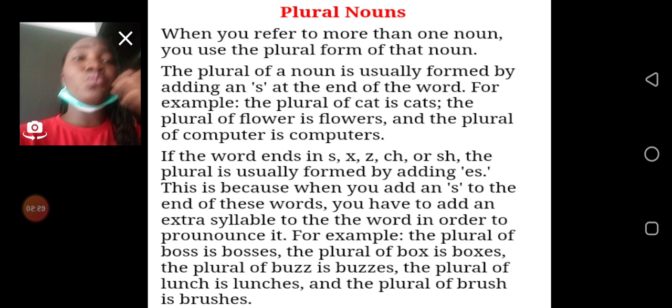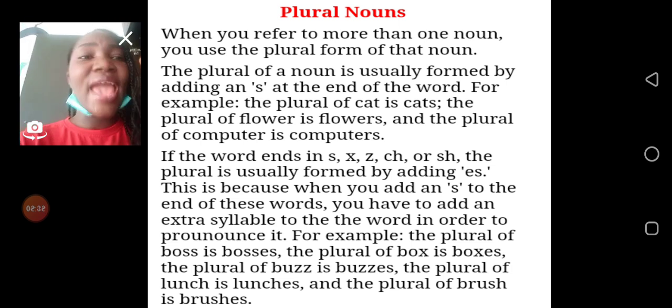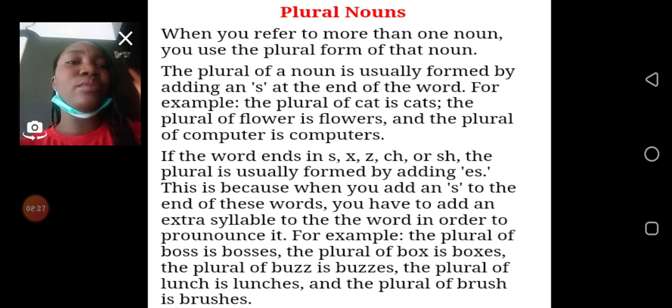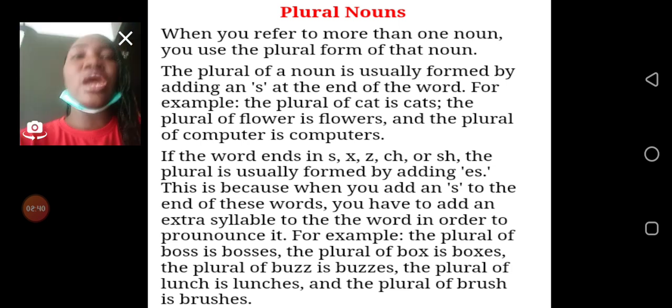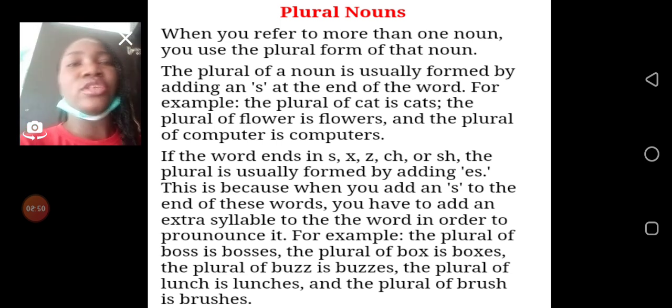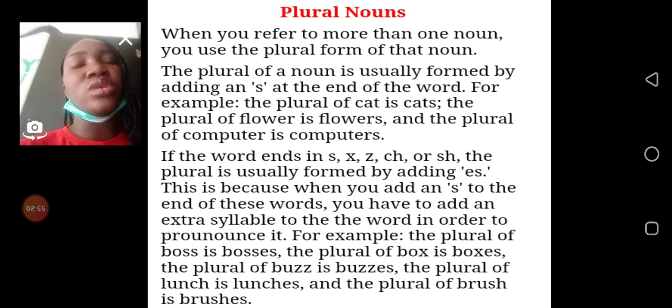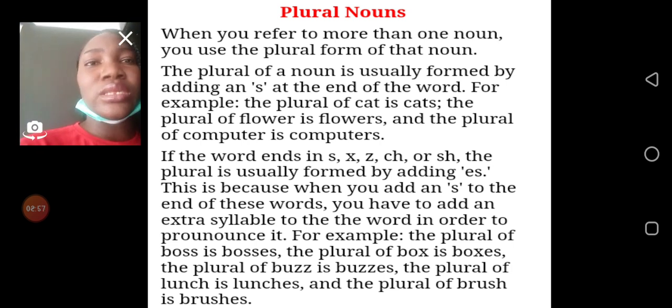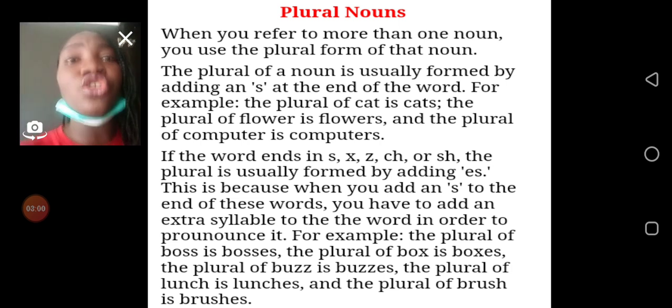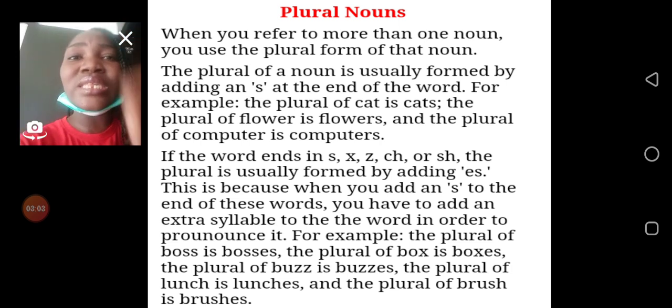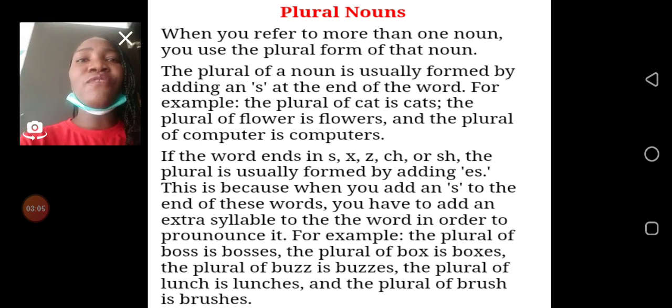Now, this is because when you add an s to the end of these words, you have to add an extra syllable to the word in order to pronounce it. For example, the plural of bus, because it ends with s, you add es to it to make it buses. The plural of box, when you add es to it, becomes boxes. Because if you don't add es to it and you just add s, you still have the same word.